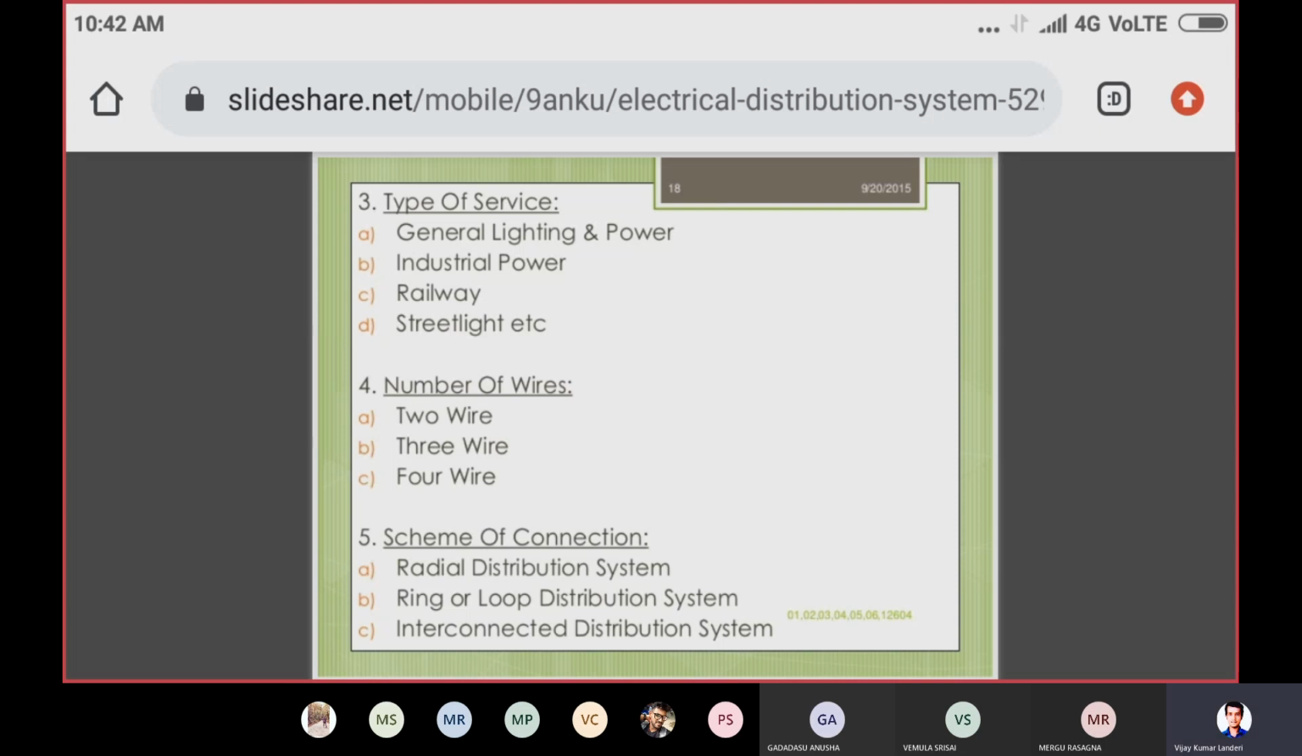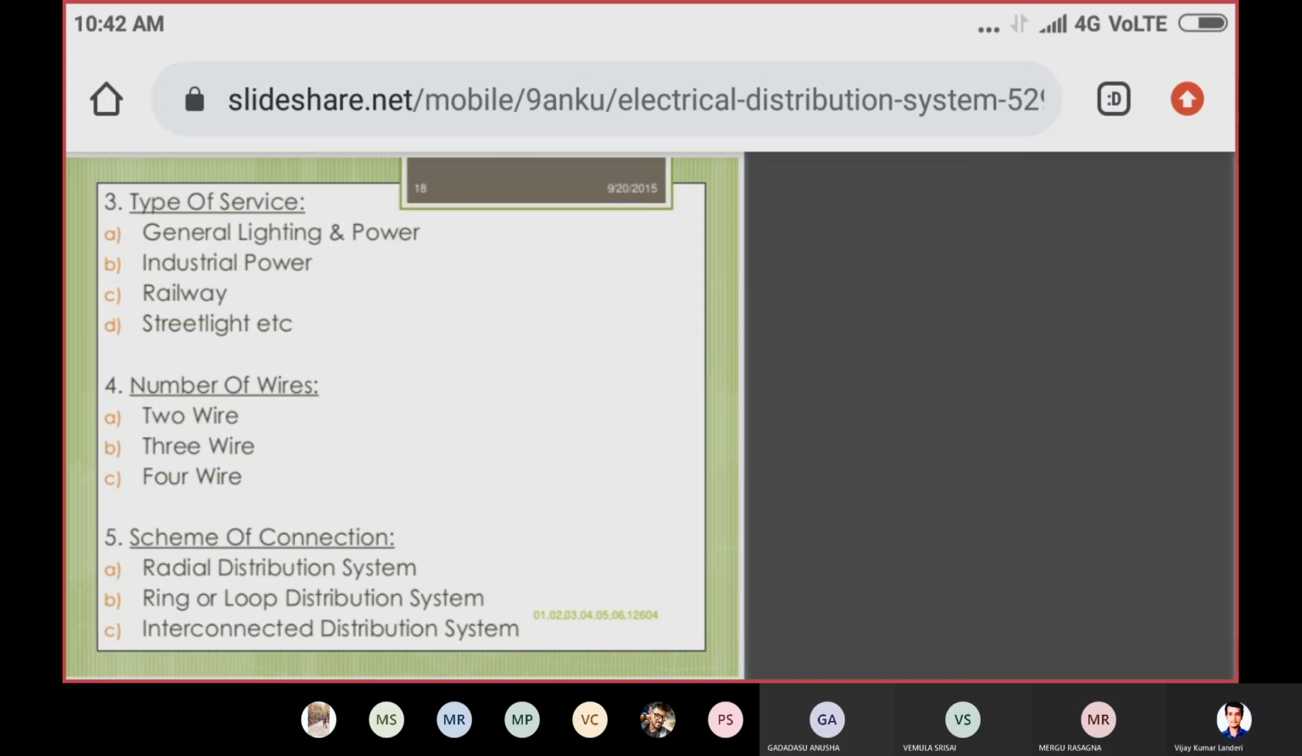So based on the scheme of connection, we are classifying the distribution system as radial distribution system, ring or loop distribution system, and interconnected distribution system. So this is based on the scheme of connection.